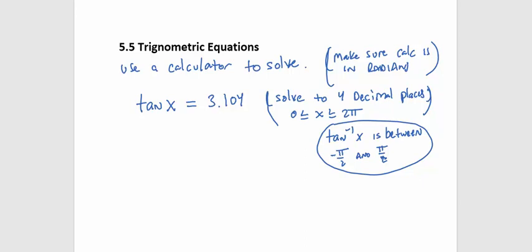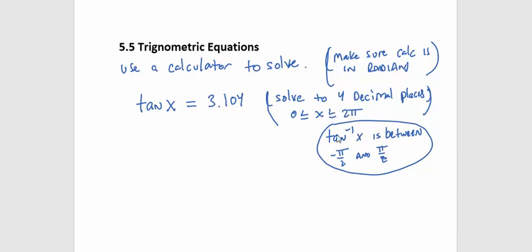So I've got now that the tangent of x is equal to 3.104. We're trying to solve this here to 4 decimal places and between 0 and 2 pi. So notice we're trying to look for solutions that are between 0 and 2 pi.